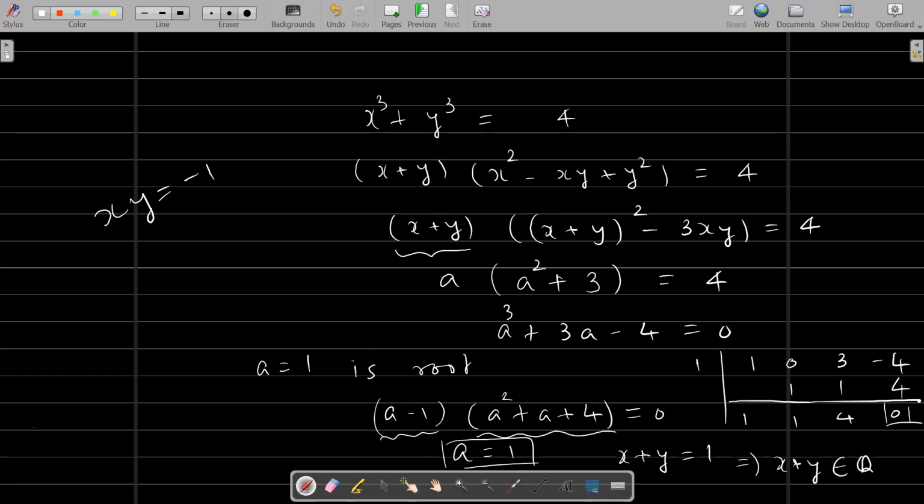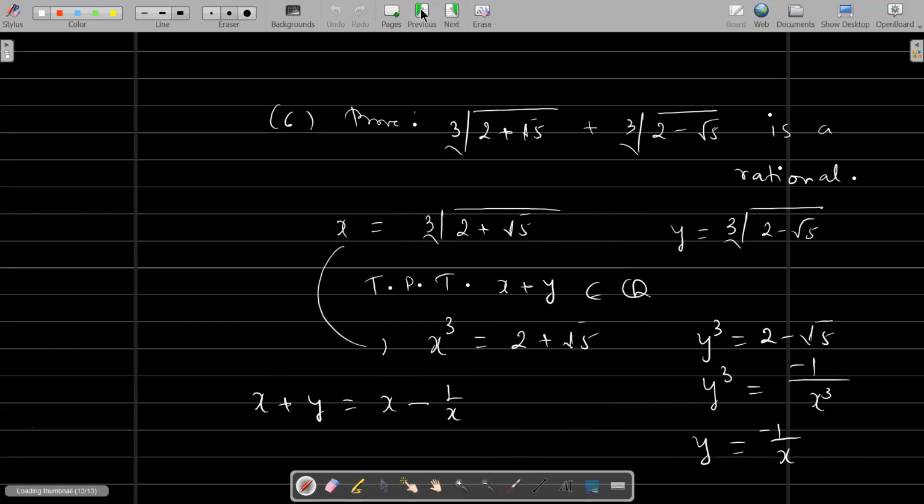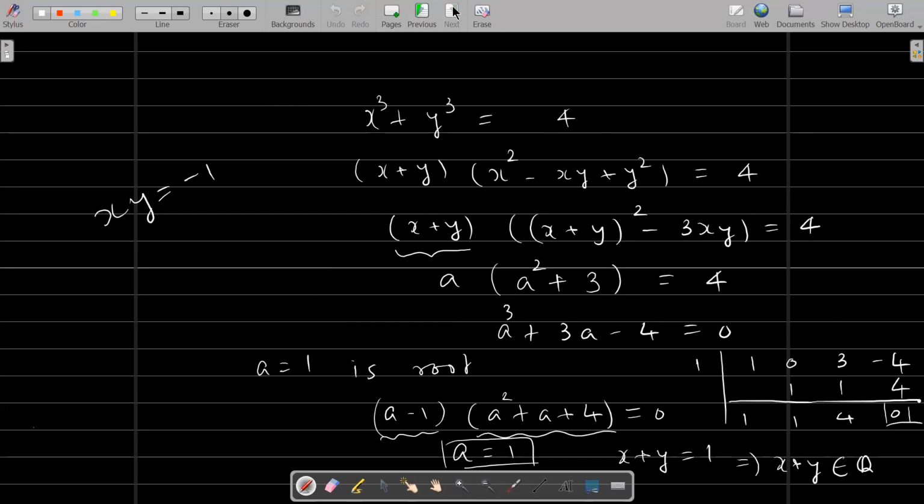Yes, Kia? Sir, how do you get that x cube plus y cube is equal to 4? That I think we have done on the earlier page. Just a minute. X cube is 2 plus root 5 and y cube is 2 minus root 5. Oh, okay. Yeah, all of you agree with this argument? Yes, sir.